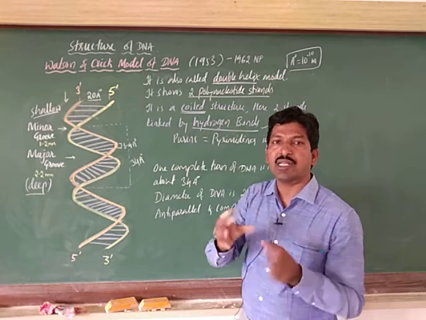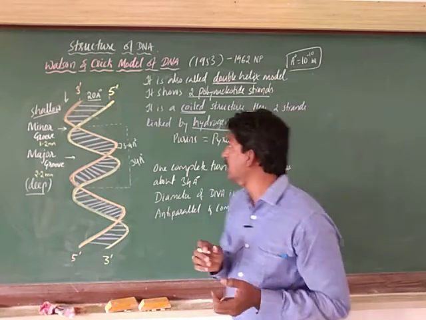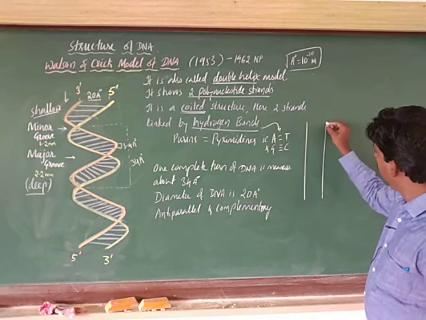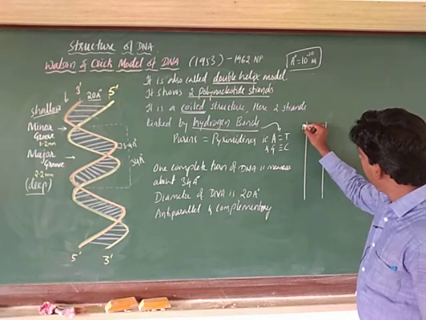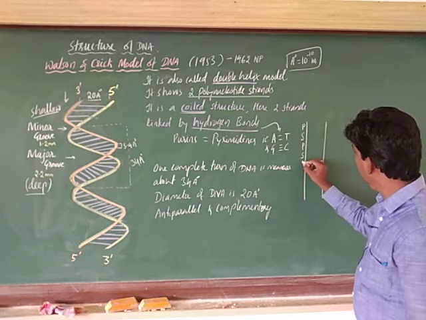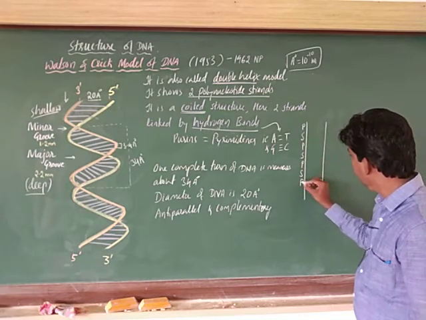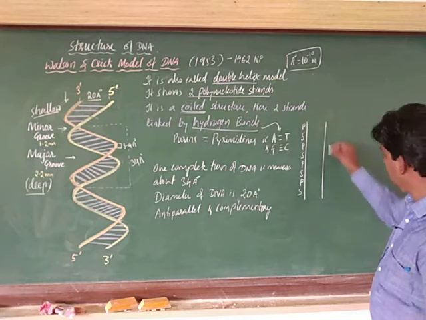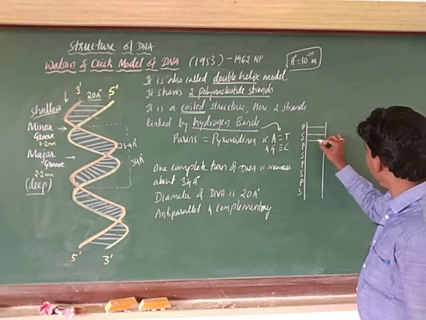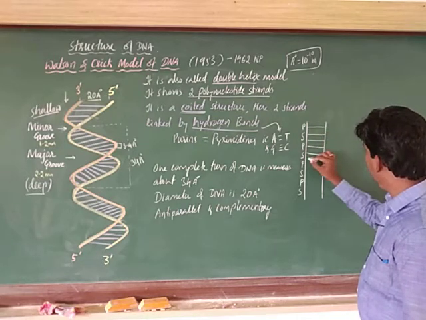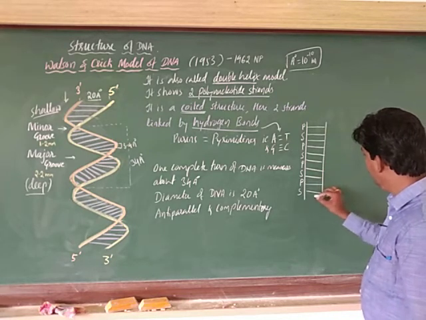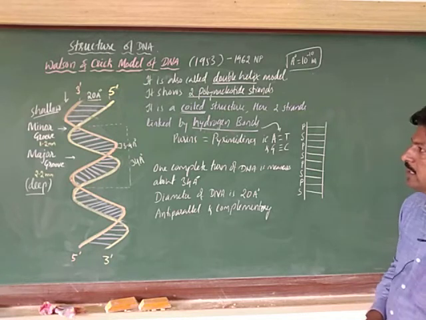It's like a twisted ladder. See here, the ladder is there. Okay, so these two strands are formed by pentose sugar, phosphate and sugar, phosphate, sugar, phosphate, sugar. In this pattern it is there, the same on this side also. And the nitrogen bases form the cross rungs. These are the rungs. Okay. So these two chains are referred to as the backbone of DNA.